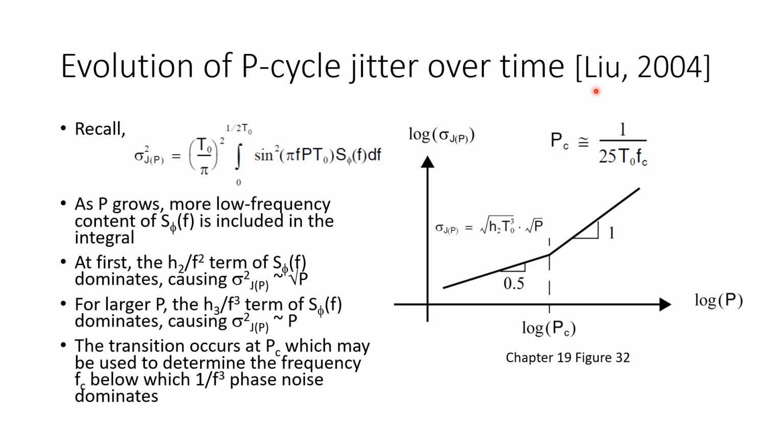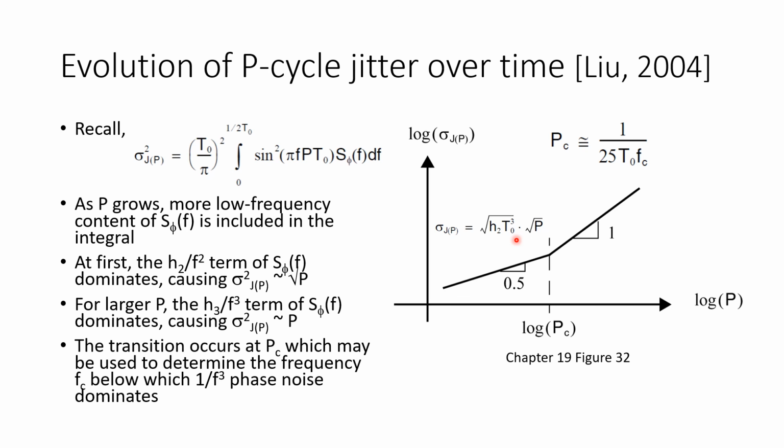Now, this classic paper referenced here describes the evolution of p-cycle jitter over time. What you see is that if you measure the RMS value of the p-cycle jitter for different values of p and plot the two on a log-log scale, you interestingly observe two different regions. For a while, the p-cycle jitter increases slowly. That is, it increases in proportion to the square root of p.